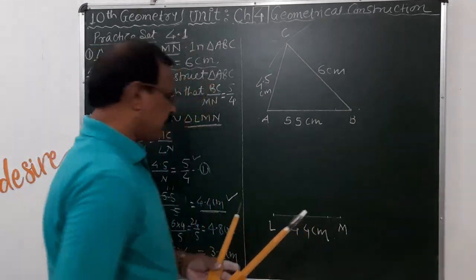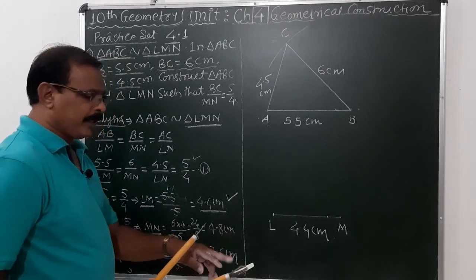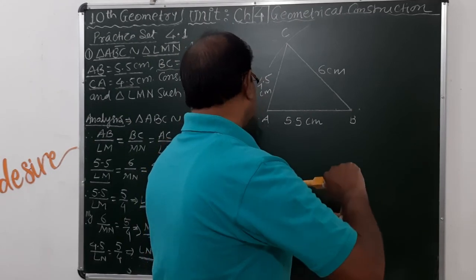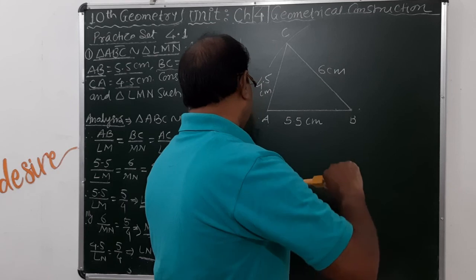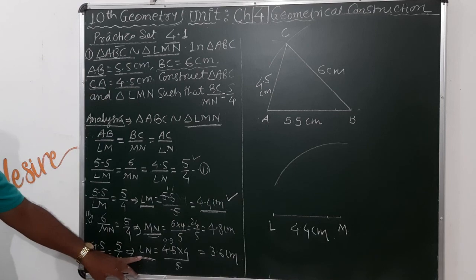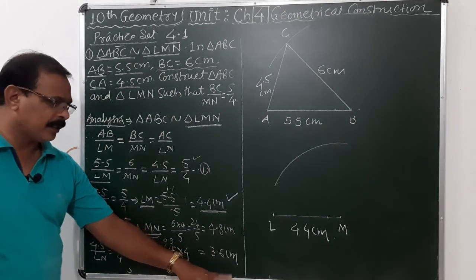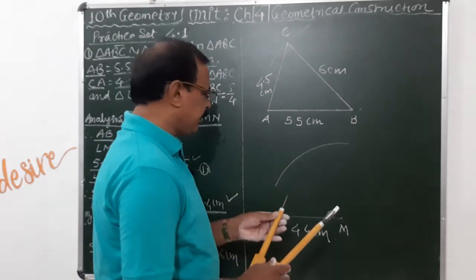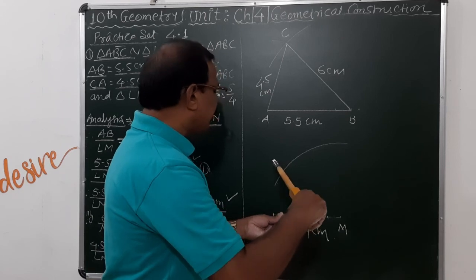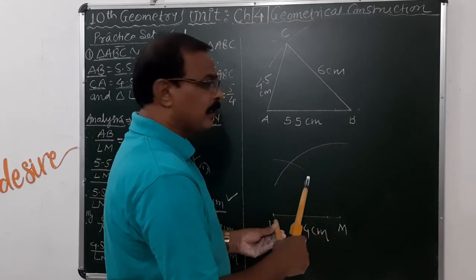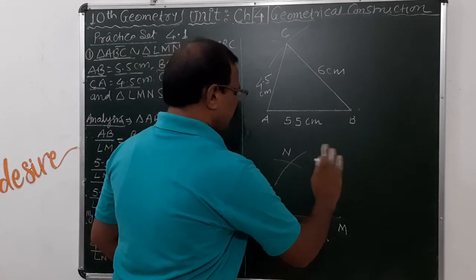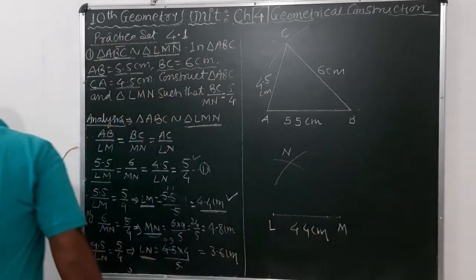You take a radius of length 4.8 centimeter in your compass. Take M as a center and draw an arc like this. Then to find the length LN, which is equal to 3.6 centimeter, you take a radius of 3.6 centimeter in your compass, take L as a center and draw an arc which intersects the previous arc. It is nothing but the required point N.